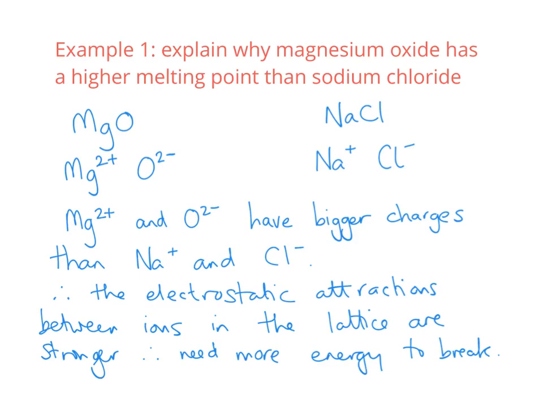So that's one example for where you're looking at two ionic compounds. They both have ionic lattices, but they have very different melting points. Magnesium oxide, if you're curious, is about twice the melting point. It's about 800 and about 1600 degrees for magnesium oxide.